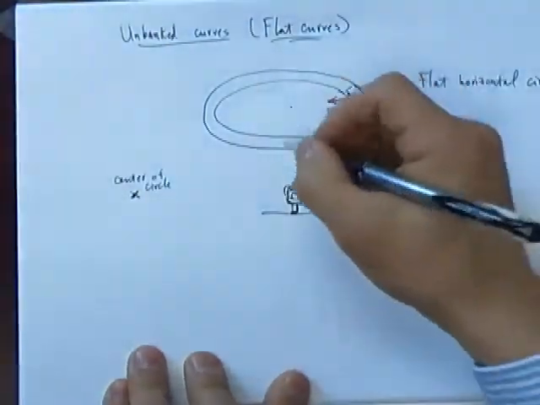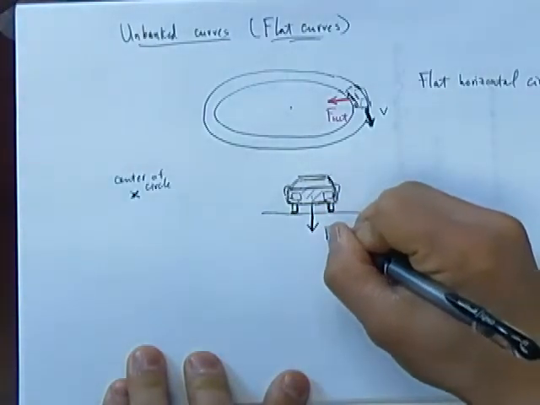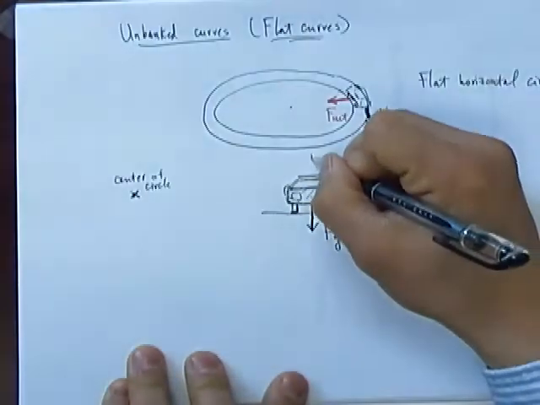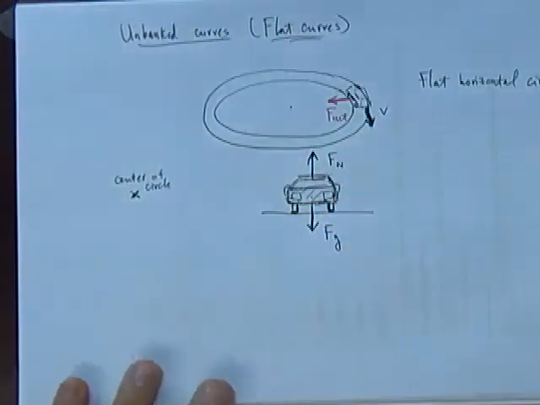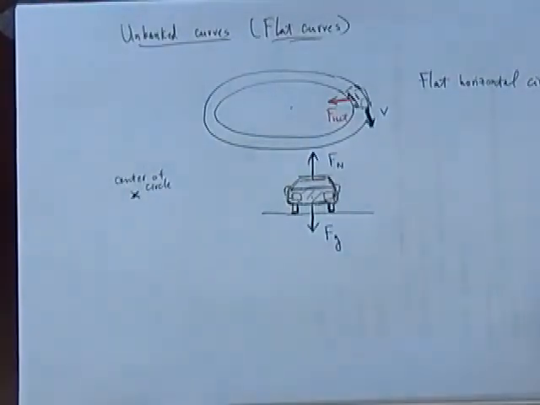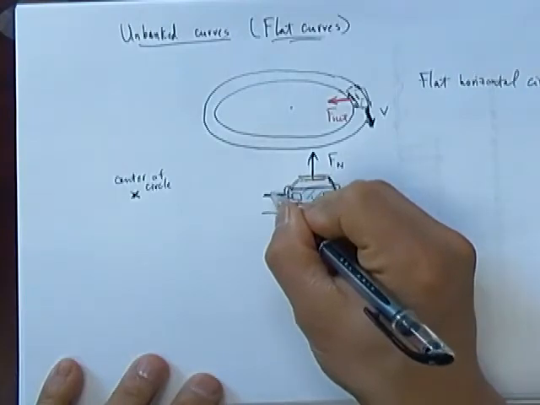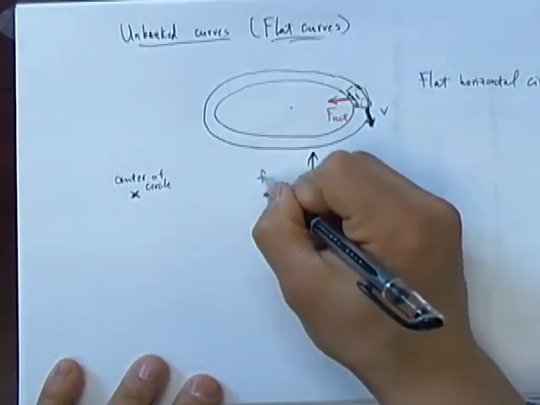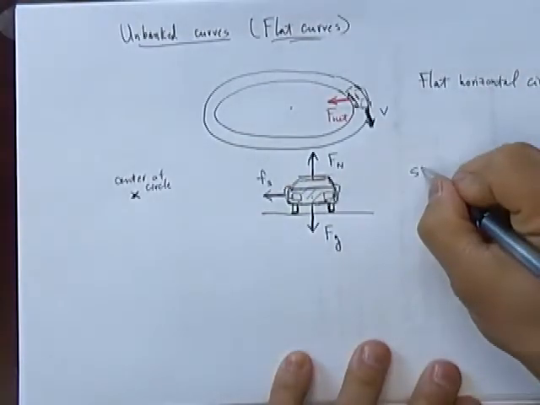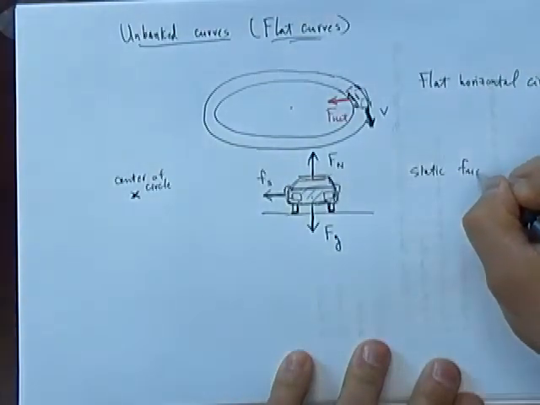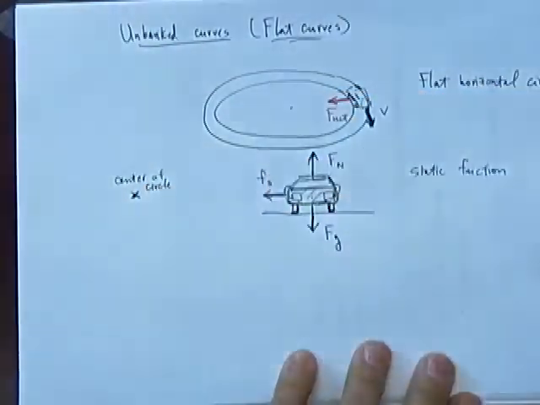Let's think about the forces acting on this car. We have the force of gravity going straight down like this. We have the normal force, which will balance the force of gravity, going up like that. Now, the force that will actually provide this centripetal force, this net force pointing towards the center of the circle, will be the force of friction. It's the force of static friction that provides this inward pointing net force.